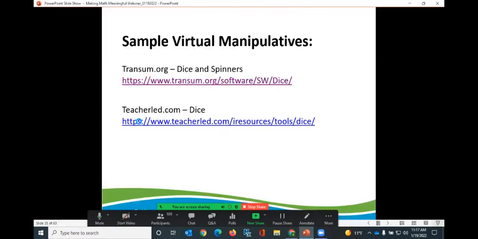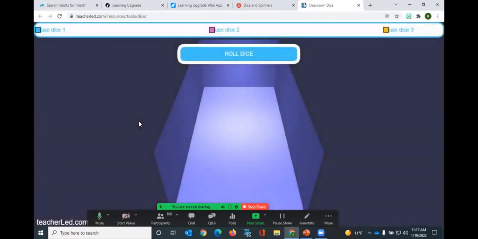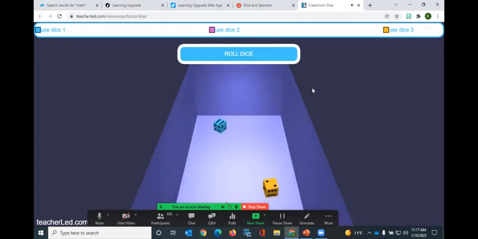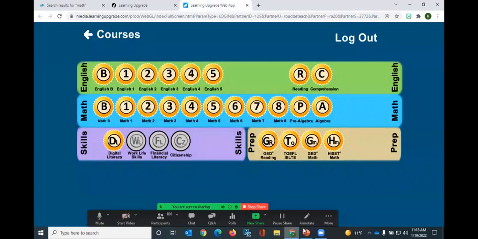Another one, this is just a really neat dice that I found this morning. There's so much more virtual than there was when we first started transitioning. And I had a whole closet full of manipulatives that I packed up when I left my classroom in March of 2020. I have not been back to that classroom since. And so this is one of those fun interactives that I found was really, really successful.